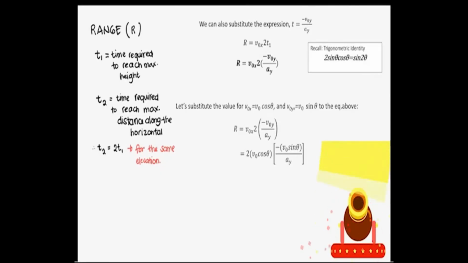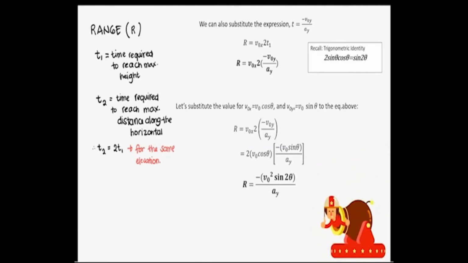Simplifying this one, remember the trigonometric identity: 2 sine theta cos theta is also equal to sine 2 theta. So, the final formula for range is equal to negative V sub 0 squared sine 2 theta all over A sub y. Okay, how to input sine 2 theta? All you need to do is input sine, then 2 times the angle.